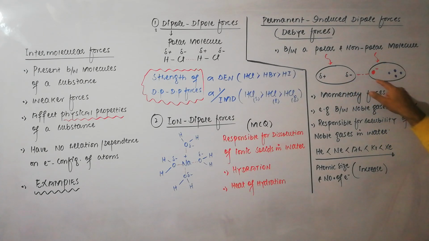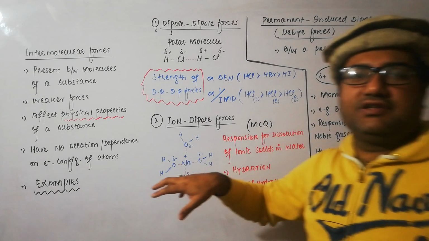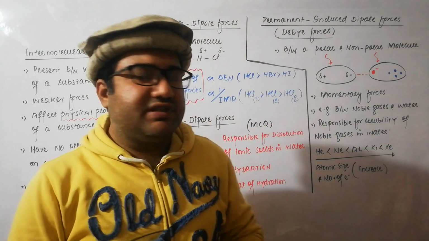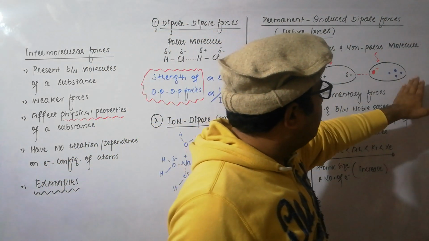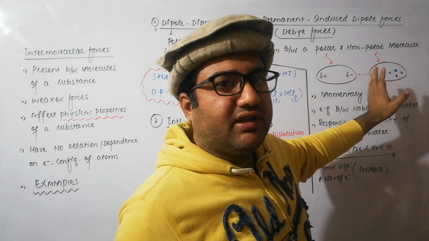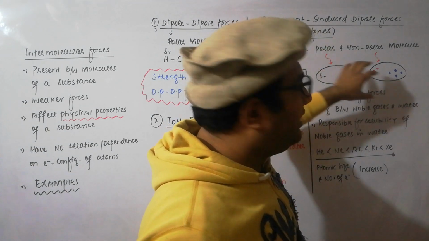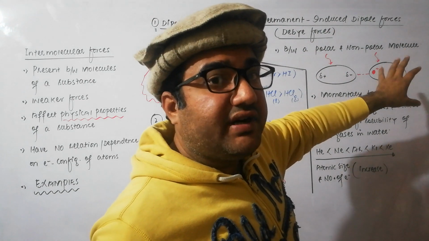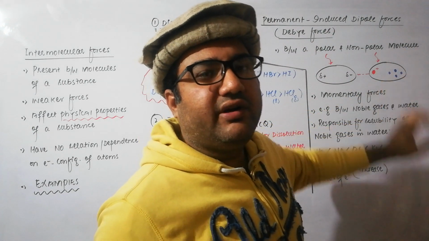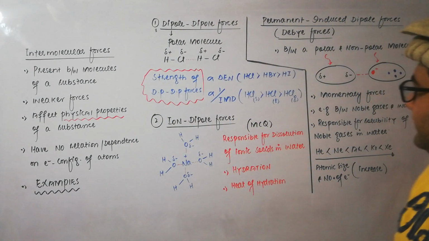While this was a non-polar molecule, when the moving electrons of this non-polar molecule come in front of the negative end of this polar molecule, forces of repulsion operate. Because of these forces of repulsion, the electron density increases at one end, while the nucleus is on the other end. So the force of attraction between the partial negative end of the permanent dipole and the nucleus, the positive part of the non-polar molecule, is called the permanent dipole-induced dipole force, or Debye force.